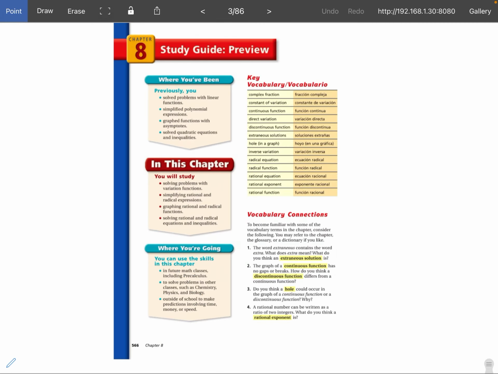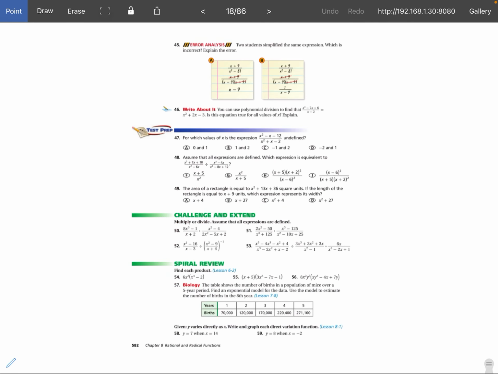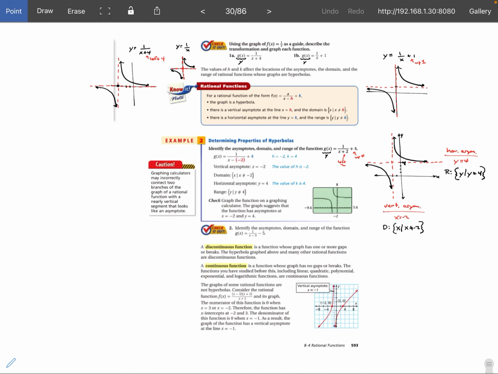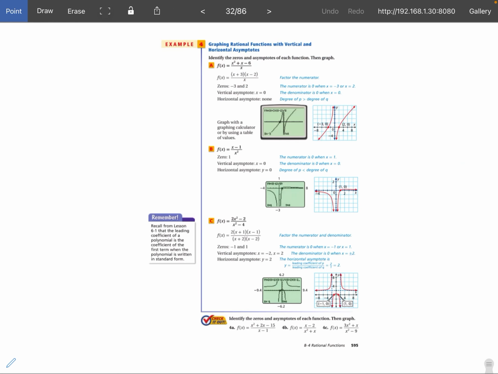I'm going to go back for one second. I want to make sure I read the directions on what we're supposed to do. Hold on, I've got to flip through these pages again real quick. Where are we at? We are right there. So what are the directions? We've got zeros and asymptotes and then graph, okay. So the three things we've got to do are identify the zeros, identify the vertical and horizontal asymptotes, and then make a sketch of a graph of the function.